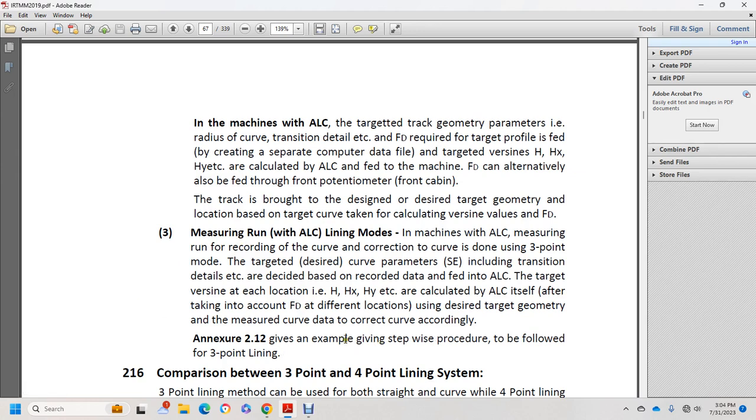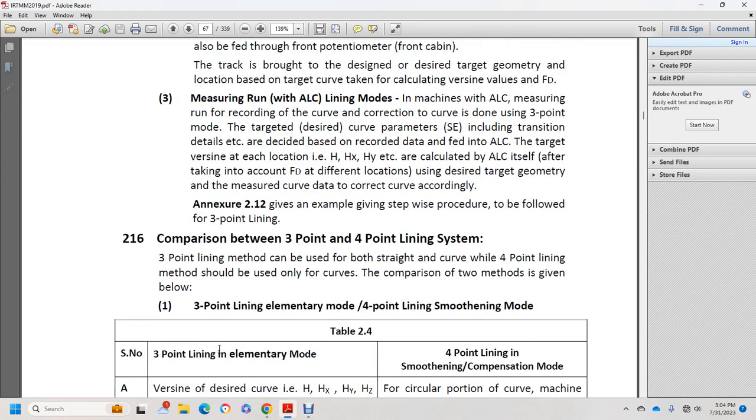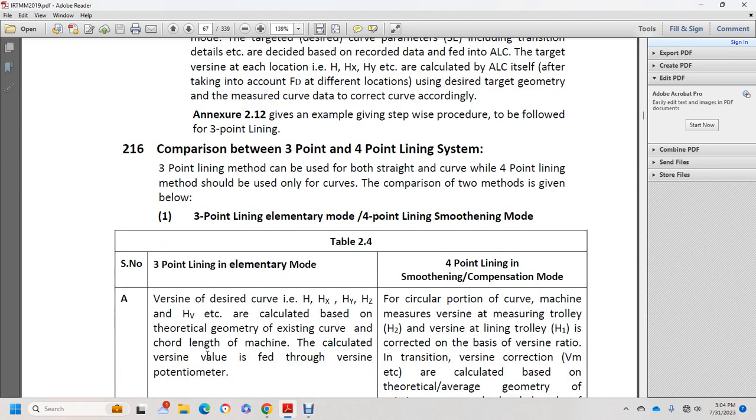Answer 212: give an example in step-wise procedure followed with 3-point lining. 216. Comparison between 3-point and 4-point lining system. The 3-point lining method can be used with both straight and curved track, while the 4-point lining method should be used only for curves. A comparison of the two methods is given below: 3-point elementary and 4-point lining smoothing.